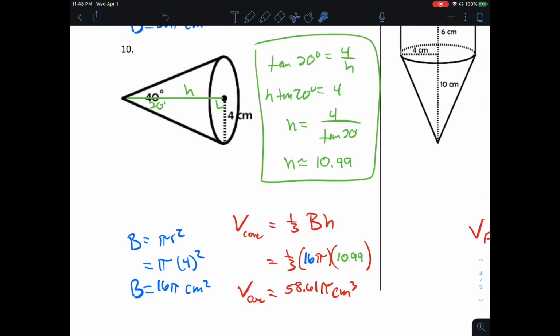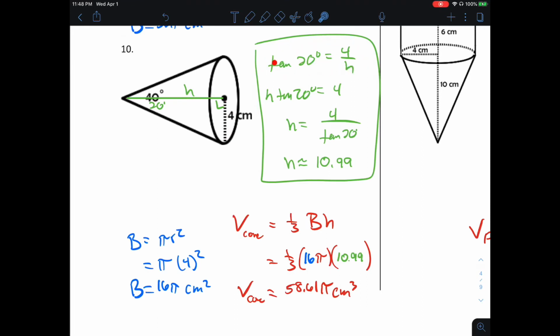Number 10, this cone, if you draw the height, it splits this angle in half. So instead of this being 40, it's 20 and 20. This is not a special right triangle. We know the radius is 4. So to find the area of the base, it's 4 squared times pi, which is 16 pi. To find the height, we're going to have to use trig. Specifically, we're going to use tangent. Tangent of 20 degrees is the opposite leg, 4, over the adjacent leg of h.